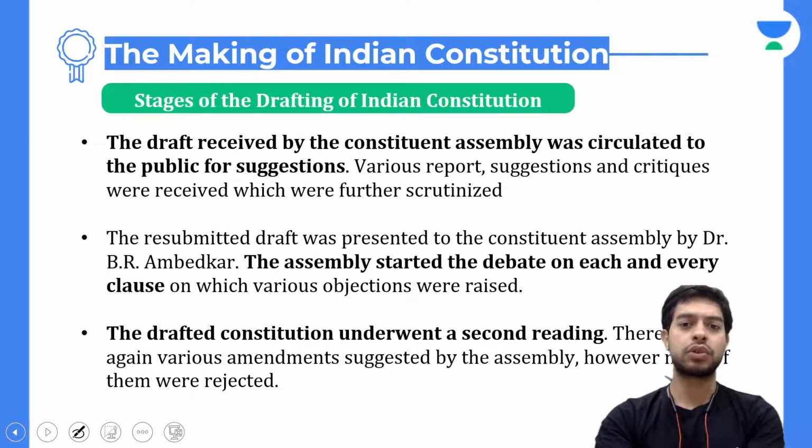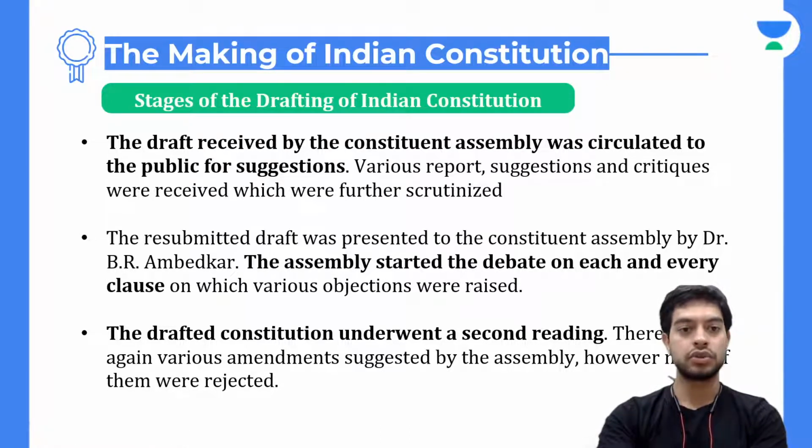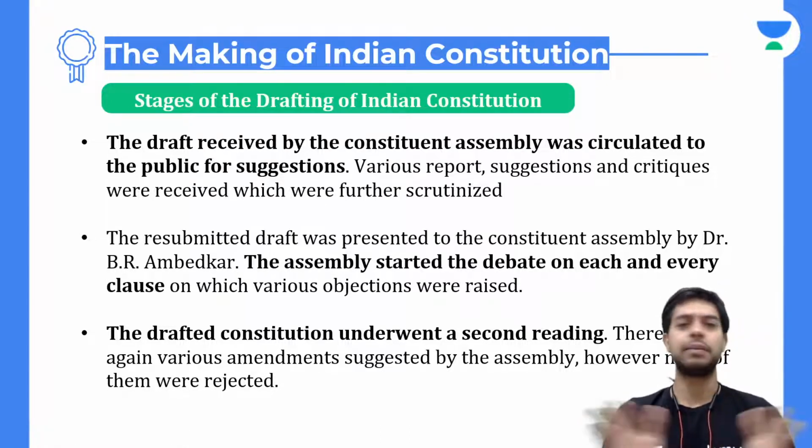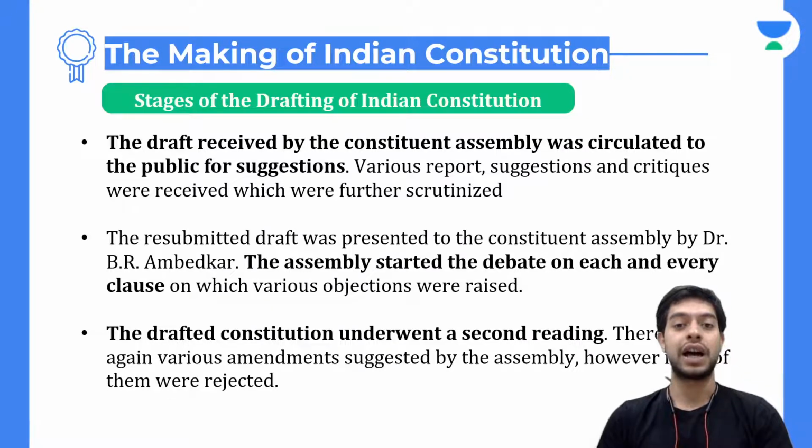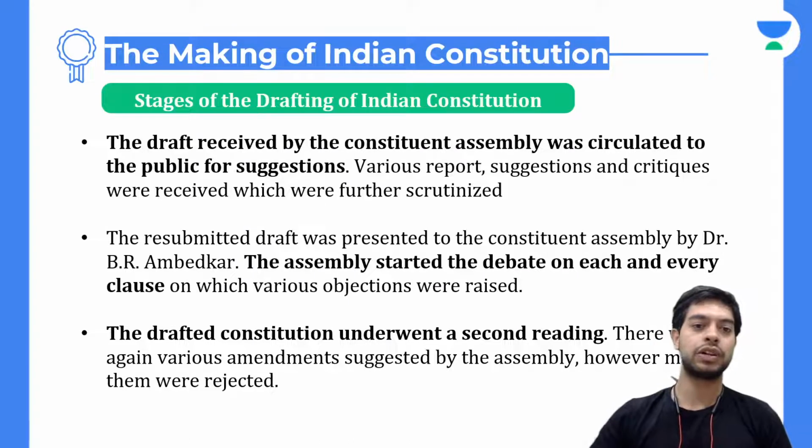The draft received by the Constituent Assembly was circulated to the public for suggestions. And because India was going to be a democratic nation, a government by the people, for the people and of the people, that's why suggestions were invited from the people of India, and a lot of suggestions were received. According to that, there were changes made in the constitution.